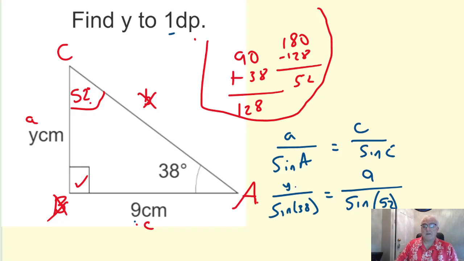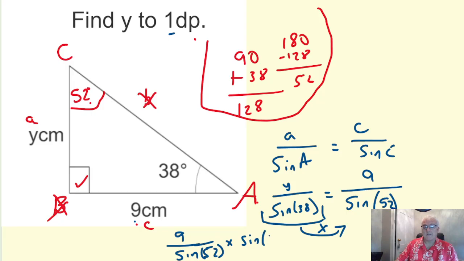Now remember, if I'm solving for y and I want to find y, I need to take what's on the denominator of the fraction, move it the other side, and multiply it. So I will end up with 9 over sin 52 multiplied by sin 38. And that's what I'm going to type into the calculator.